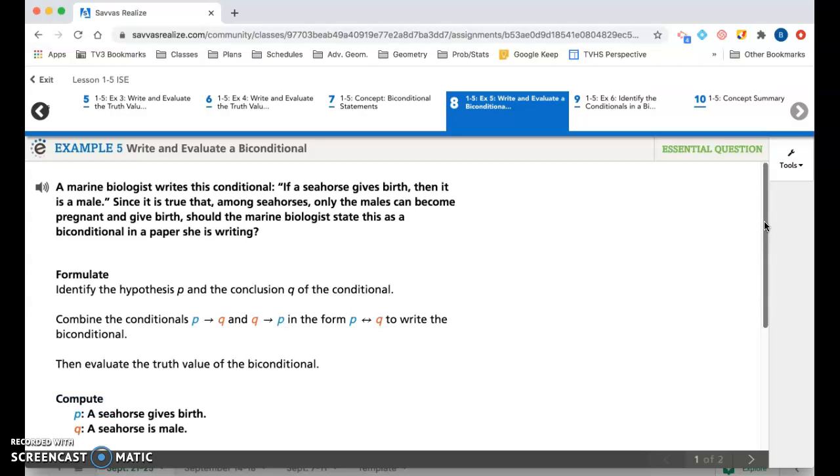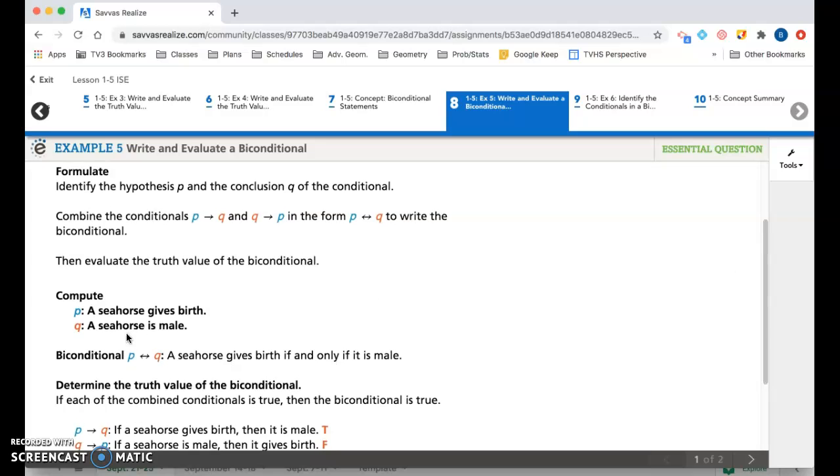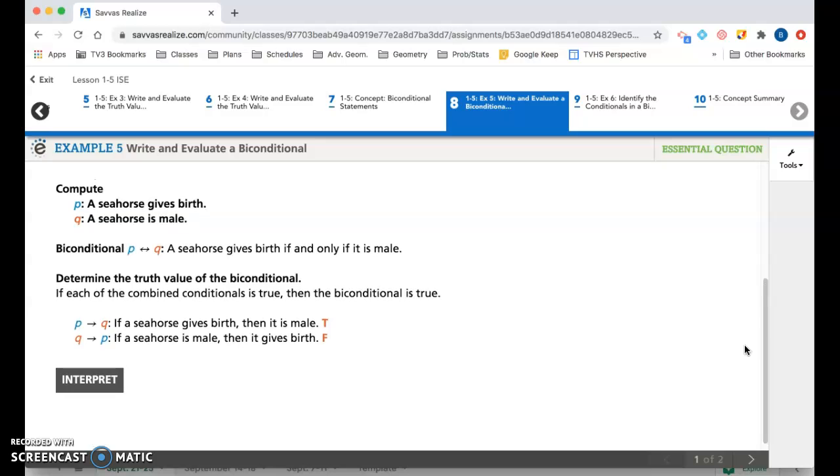So the hypothesis would be a seahorse gives birth. The conclusion is a seahorse is male. And so the biconditional of this scenario would say a seahorse gives birth if and only if it is male. And then we would look at that as two separate statements. If a seahorse gives birth, then it is male. And that's true because in nature, only the male seahorses give birth.